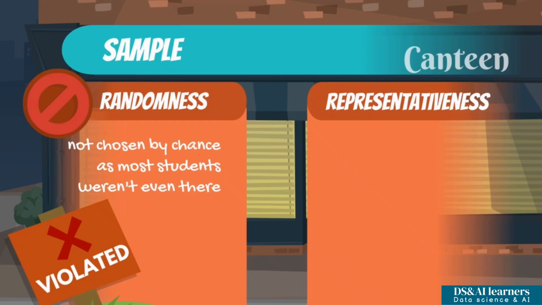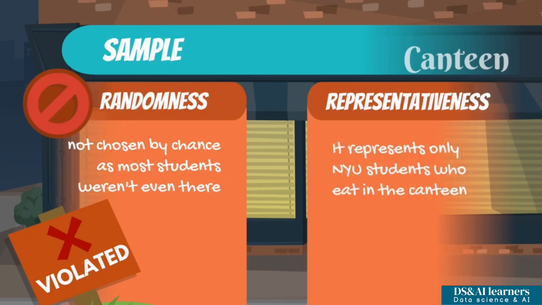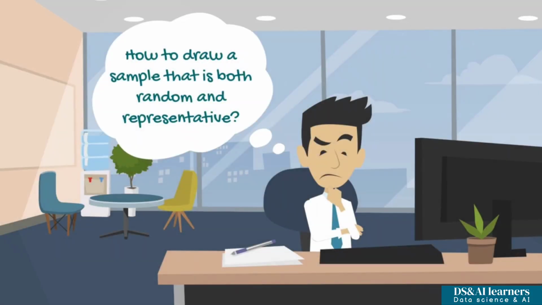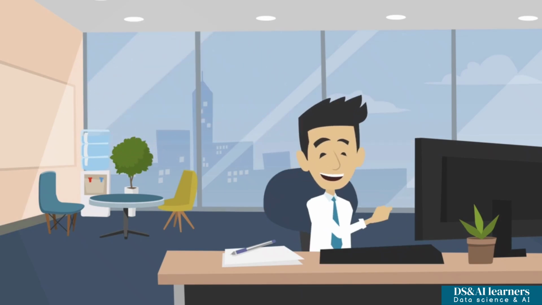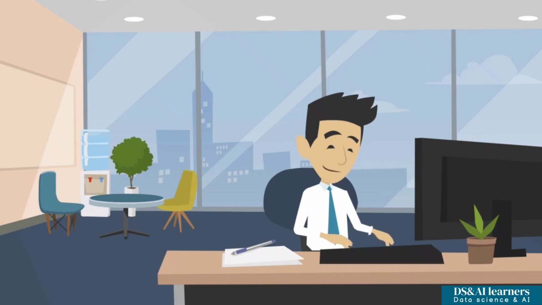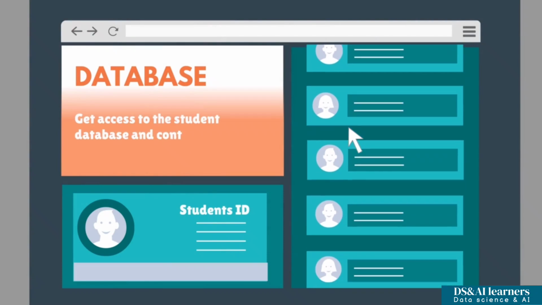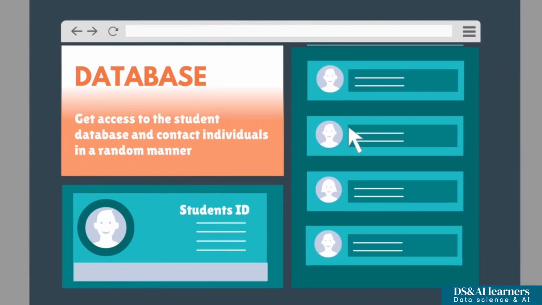But was it representative? Well, it represented a group of people, but definitely not all students in the university. To be exact, it represented the people who have lunch at the university canteen. Had our survey been about job prospects of NYU students who eat in the university canteen, we would have done well. Okay. You must be wondering how to draw a sample that is both random and representative. Well, the safest way would be to get access to the student database and contact individuals in a random manner. However, such surveys are almost impossible to conduct without assistance from the university.